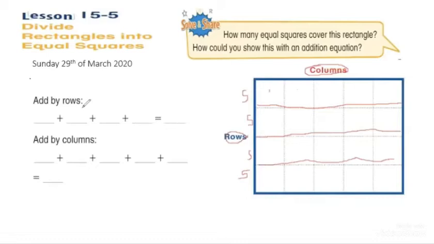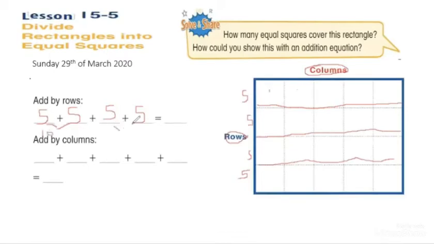Add by rows, I will add 5 plus 5 plus 5 plus 5. Here I will write 5 plus 5 plus 5 plus 5. Who can add with me? Okay, teacher, wait, we have the same addends. So I can make it a double. 5 plus 5 equals 10. Excellent. Teacher, we have another double here.